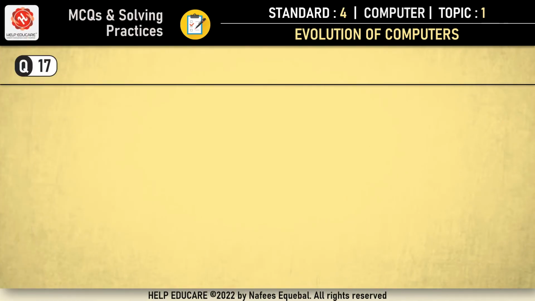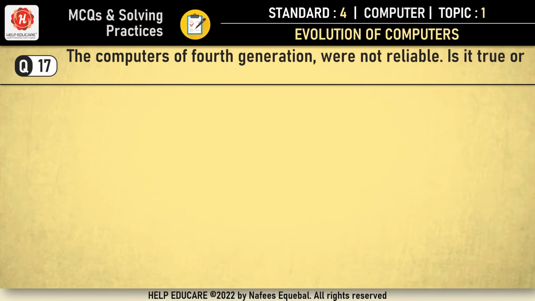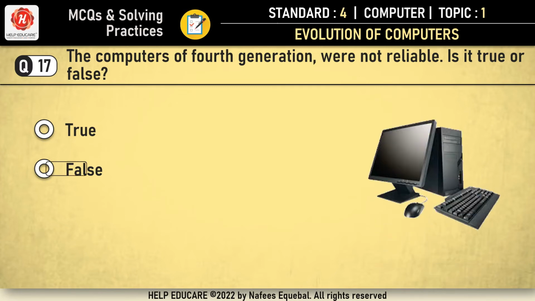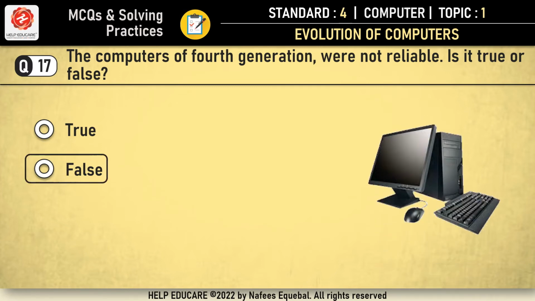Question number 17. The computers of 4th generation were not reliable. Is it true or false? First option, it is true. Second option, it is false. Answer will be displayed in 10 seconds. Correct answer is, it is false, since 4th generation computers are reliable.